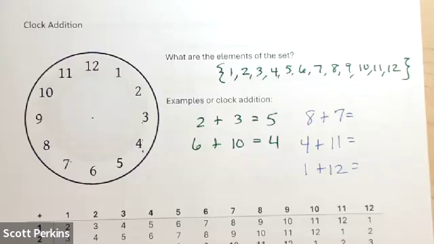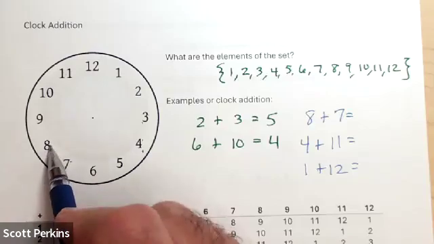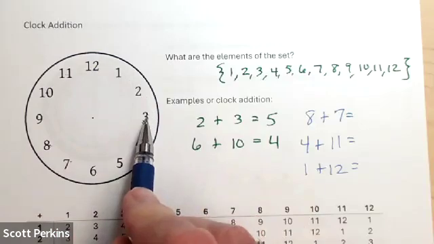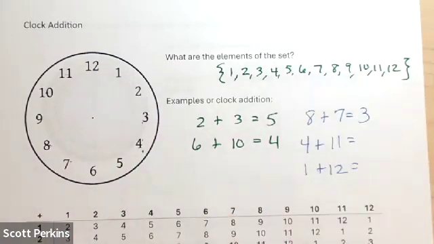All right, welcome back. 8 plus 7: here I am at 8 o'clock, and I'm going to go 7. So 1, 2, 3, 4, 5, 6, 7. 8 plus 7 is 3 o'clock.